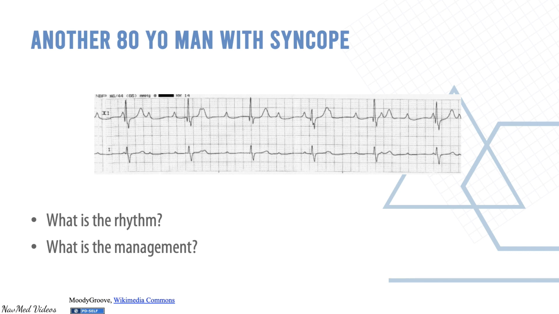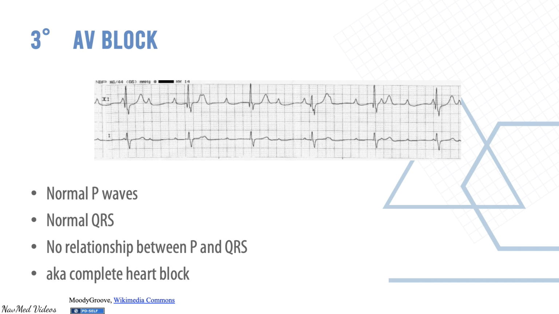So another 80-year-old man with syncope. What's the rhythm? What's the management? What's your diagnosis? Have a good look at it. This is a third degree AV block. Normal P waves, normal QRS, no relationship between P and QRS. This is basically a complete heart block.